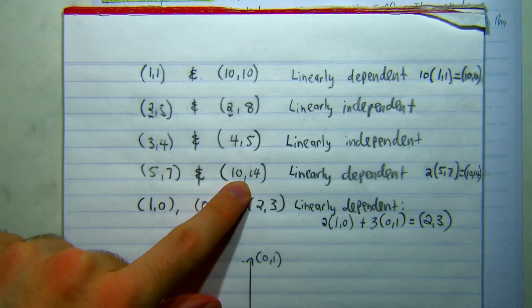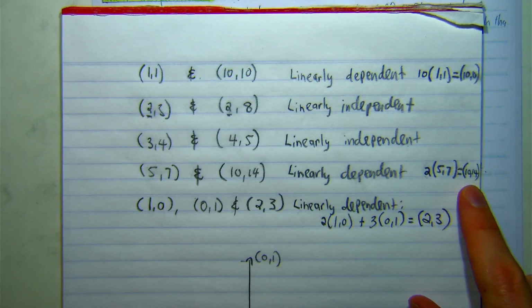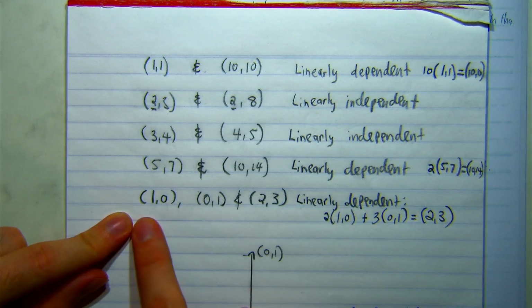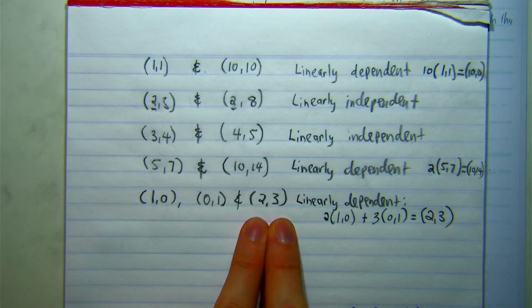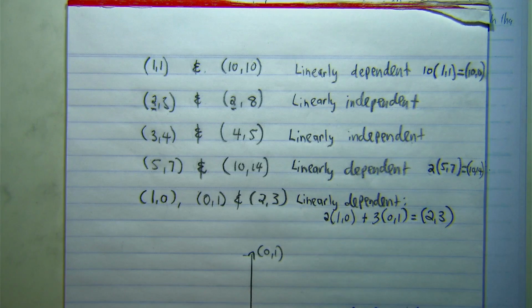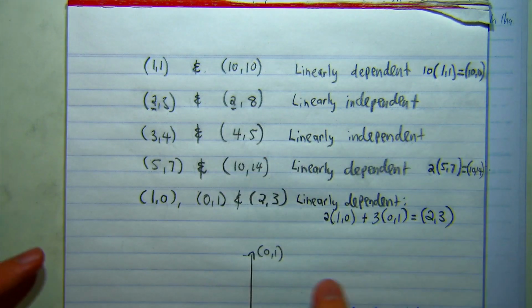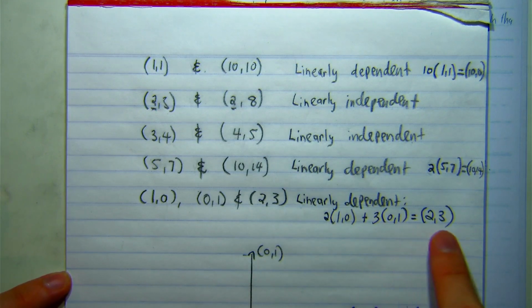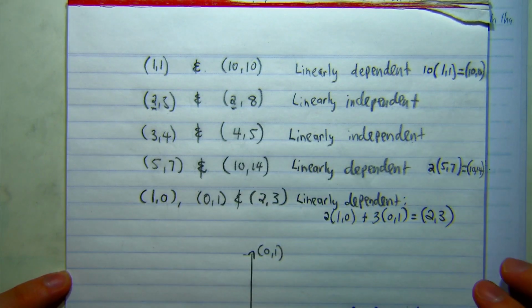5, 7 and 10, 14 are also linearly dependent because 2 multiplied by 5, 7 is equal to 10, 14. And then here, our first set of 3, this is going to be linearly dependent because we don't need the third vector 2, 3 to have extra information. We can just create that vector from 1, 0 and 0, 1. So 2 times 1, 0 plus 3 times 0, 1 is equal to 2, 3. So this is dependent, and we can get rid of this one here.